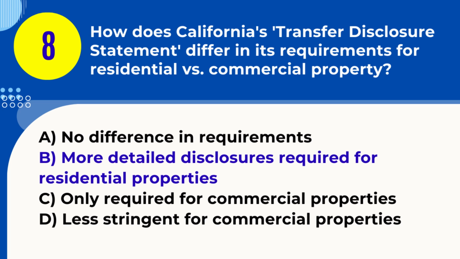Answer: B. More detailed disclosures required for residential properties. Explanation: the transfer disclosure statement in California typically requires more detailed disclosures for residential properties, including information about the property's condition and any known defects.